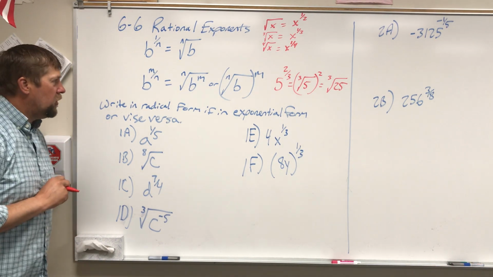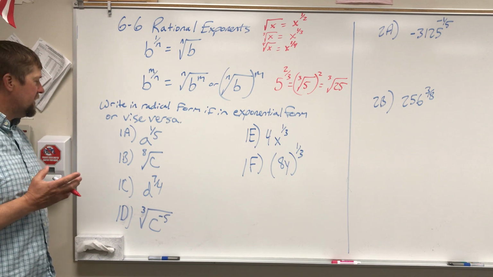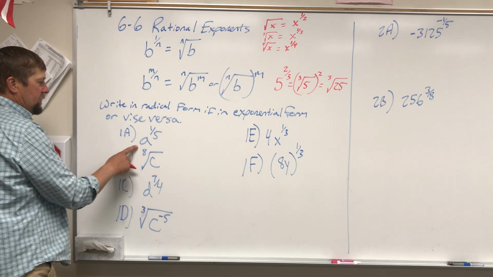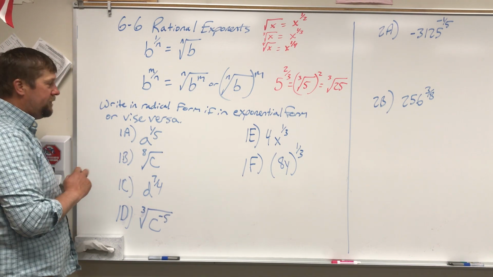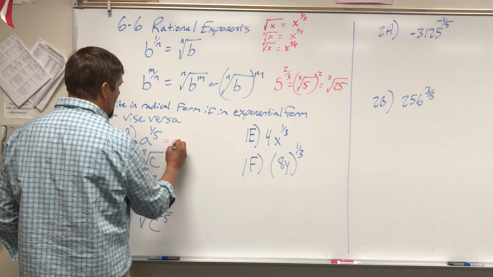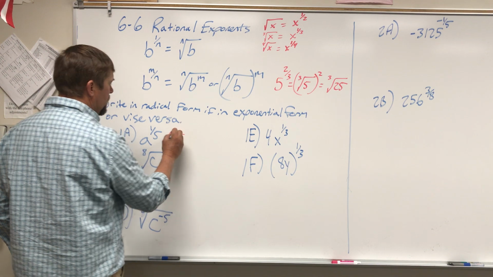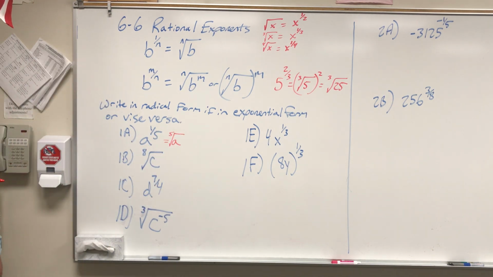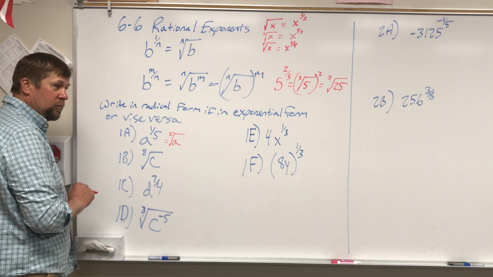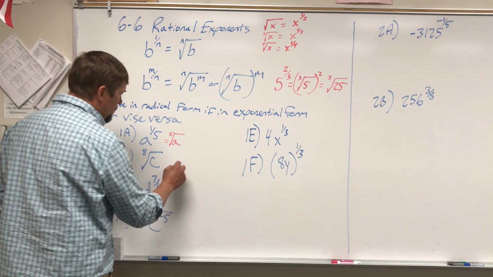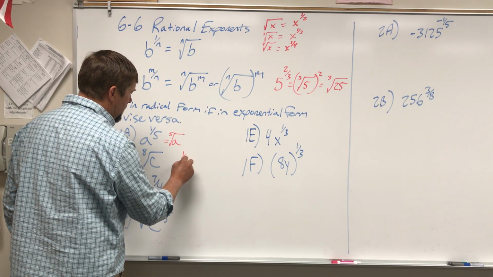Write in radical form if exponential form, or vice versa. Okay, so if it's an exponential form, then, for example, a to the 1/5, you have the 5th root of a, as a radical. This one's written as a radical, the 8th root of c, so we would take c to the 1/8 power.